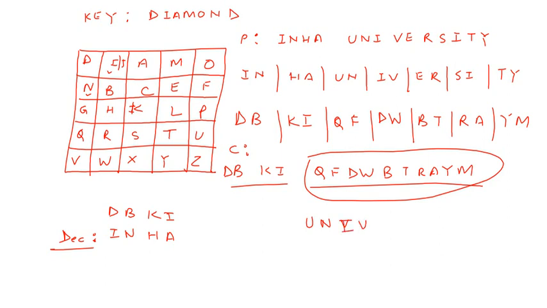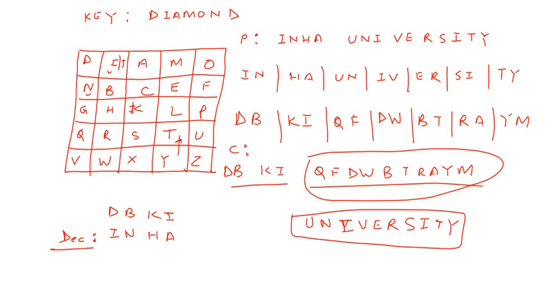Then B and T. For B it is going to be E, and for T it is going to be R. Then R and A. For A it is going to be I, and for R it is going to be S. Y and M are in the same column. So in encryption we move forward, in decryption we move backward. So T and Y. This is how we are going to decrypt also, using the Playfair cipher. So this is how we use the Playfair cipher for encryption and decryption.